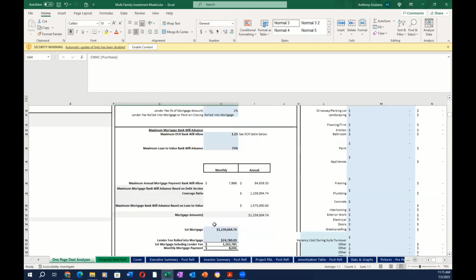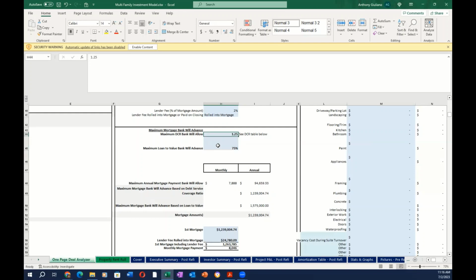So the point of this module is to help you work within those confines of maximum debt service coverage ratio and maximum loan to value. And it will take the lower of the two, basically the lower of the maximum loan the bank will advance based on your DCR that you've entered here, and the loan to value. So it may be that your property is worth $1 million and the bank generally will advance 75% loan to value, but maybe your rents on the property are very low and it does not meet their debt service coverage ratio.